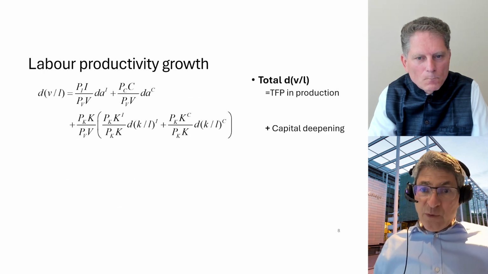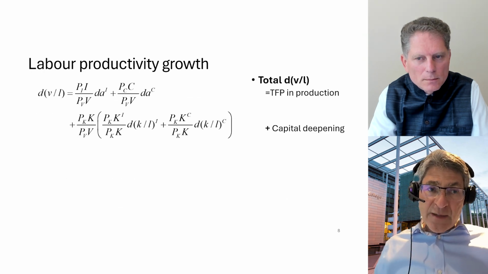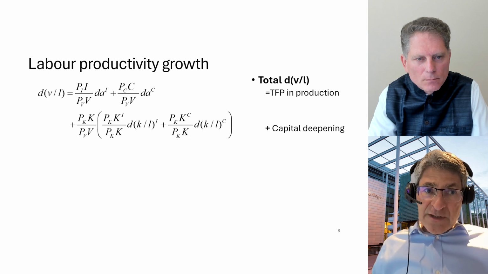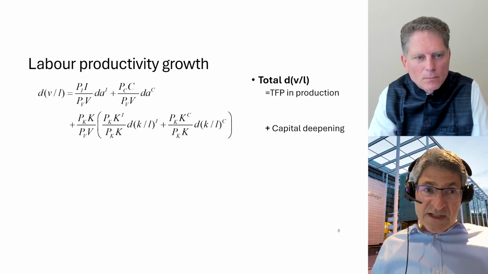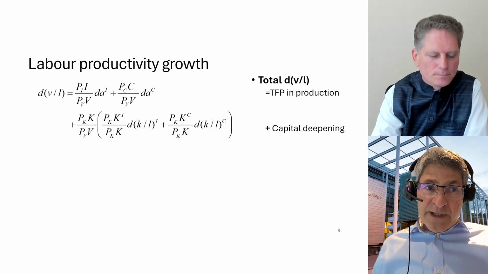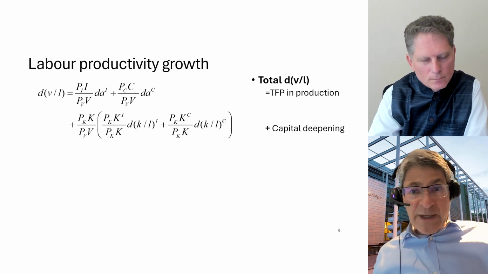If we start adding all this up together to get value added, so little v is value added, we can write labour productivity growth, I hope in a reasonably intuitive way. This is just adding up essentially, which is the sum of two bits. So the first bit is labour productivity is going to grow if TFP is going to grow.